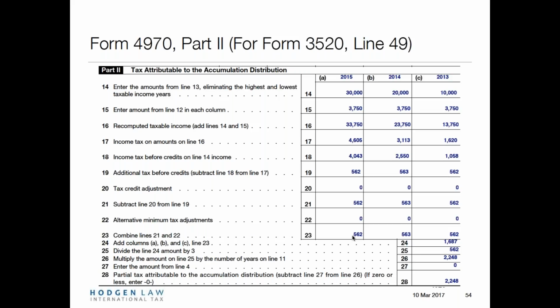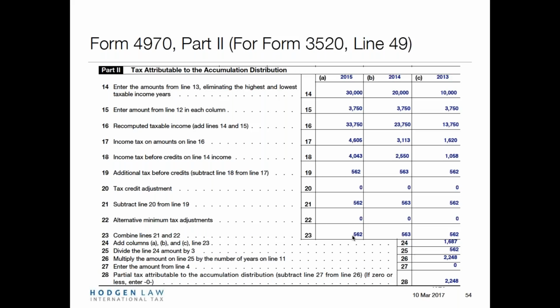We take this line 19, which is the additional tax because of the accumulation distribution, total it all up on line 24, divide by 3 to get an average, and then you multiply it by the number of years on line 11. So the number of years for this trust that has been in existence and actually accumulating income, or the possibility of accumulating income. So in our case, we did the math multiplied by 4.